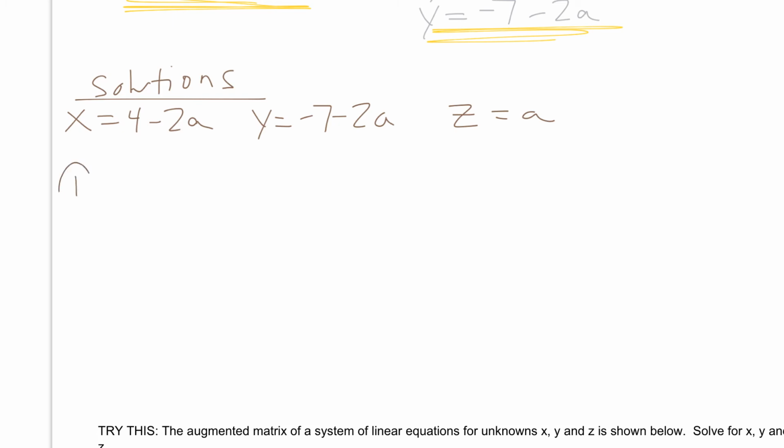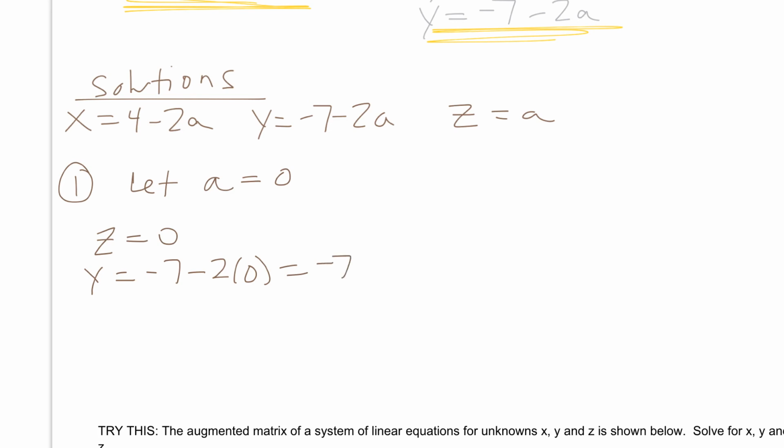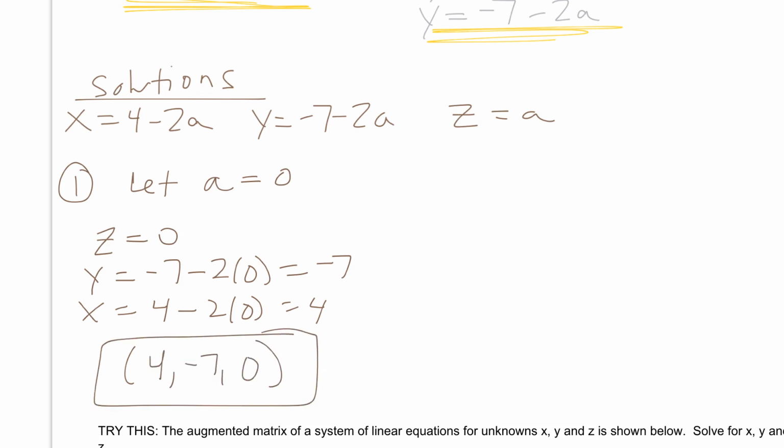So solution number 1, I'm going to let a equal 0. So if a is equal to 0, I know z is equal to 0. I know y is equal to negative 7 minus 2 times 0, which is negative 7. And I know x is equal to 4 minus 2 times 0, which is 4. So I get a solution of 4, negative 7, 0. Remember, your solution must go in order, x, then y, then z.